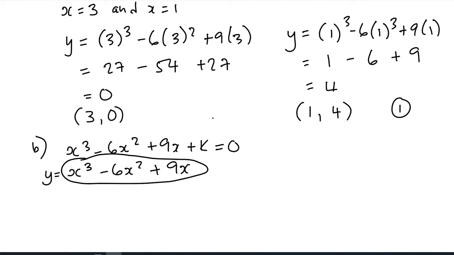Now, using part A's information, like it's asking us to do, if we sketch the cubic, it's a positive cubic. It's got 2 turning points, or stationary points, I should say. The one nearer to the left is going to be the one at 1, 4, that we worked out up here. And the one a little bit further along is going to be the one at 3, 0.